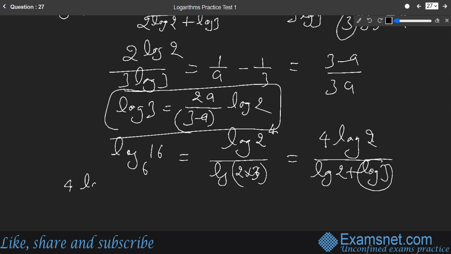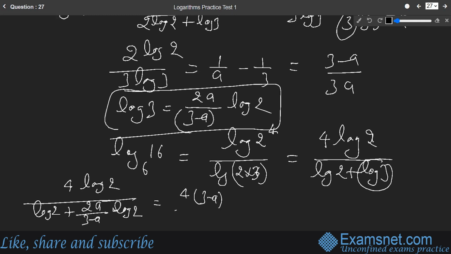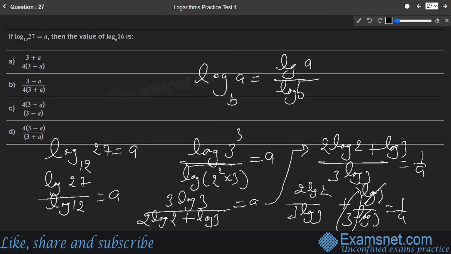So it's going to be 4 log 2 divided by log 2 as it is, plus log 3 replaced by 2A divided by (3 minus A) log 2. Now obviously log 2 can be taken common and cut, so I am left with just 4 into (3 minus A) over (3 plus A), and that should be the right answer. 4 into (3 minus A) over (3 plus A) is available in option D. So that is our right answer to this question.